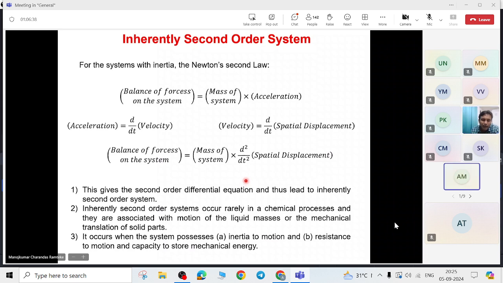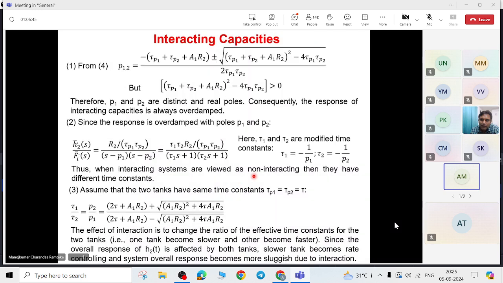Please ask. Sir, does the modified time constant still have the properties of the time constant which was used in the first order system? In this case, this modified time constant, the apparent time constant, is the actual time constant which will be shown by the system. Even though tau p1 and tau p2 are coming from a1 r1 and a2 r2, the actual apparent time constants will be tau 1 and tau 2. Your system is going to behave with respect to this tau 1 and tau 2, not tau p1 and tau p2.